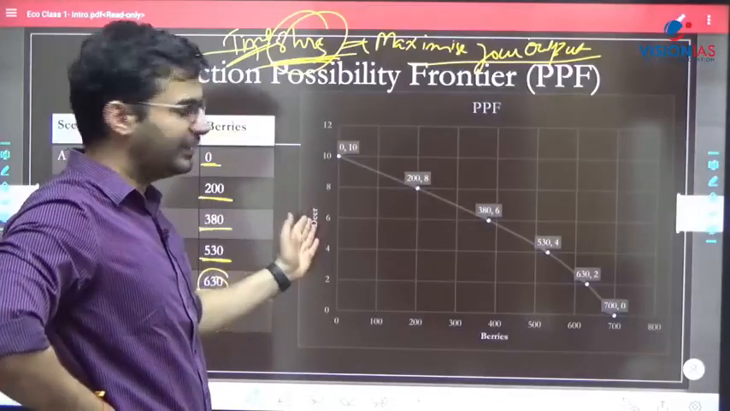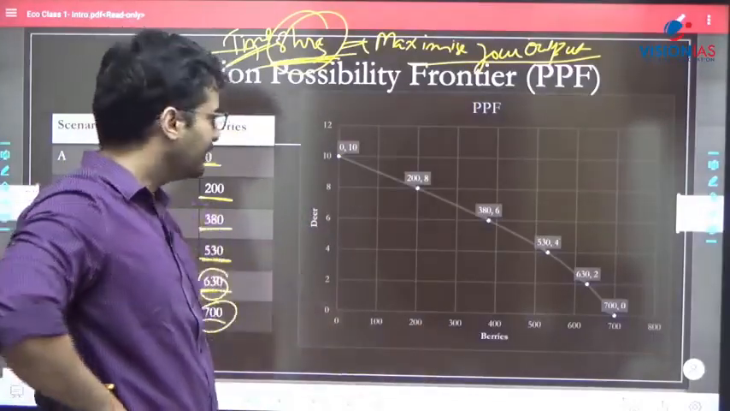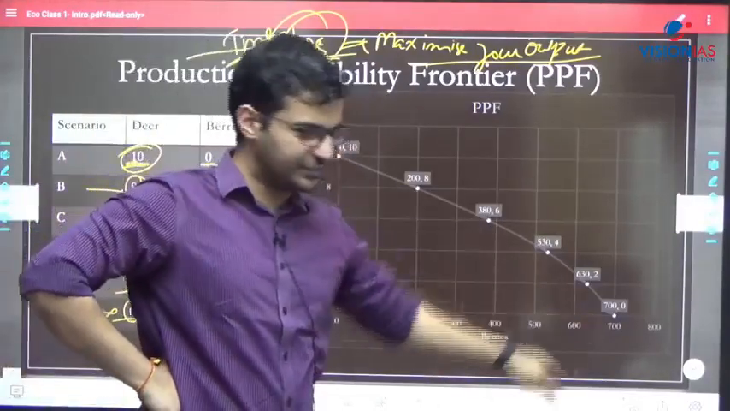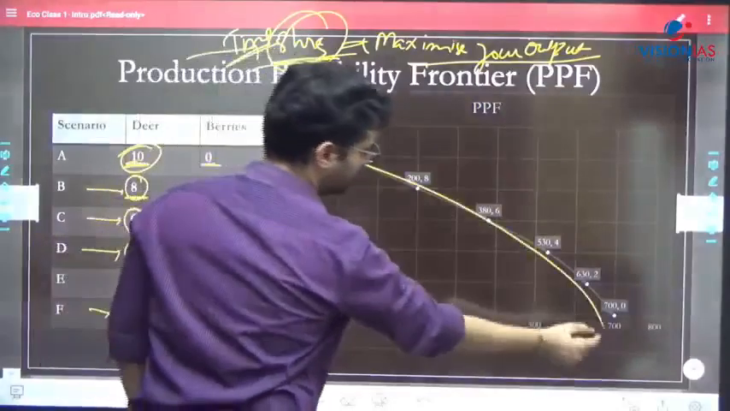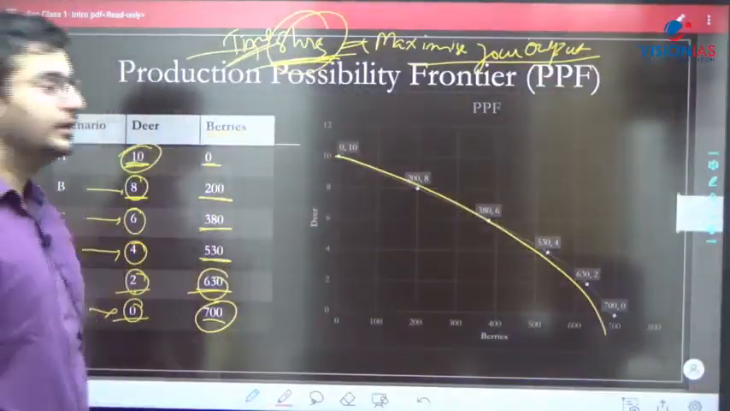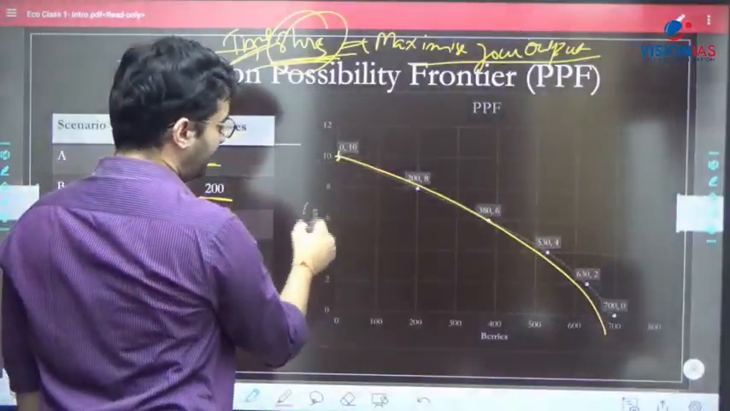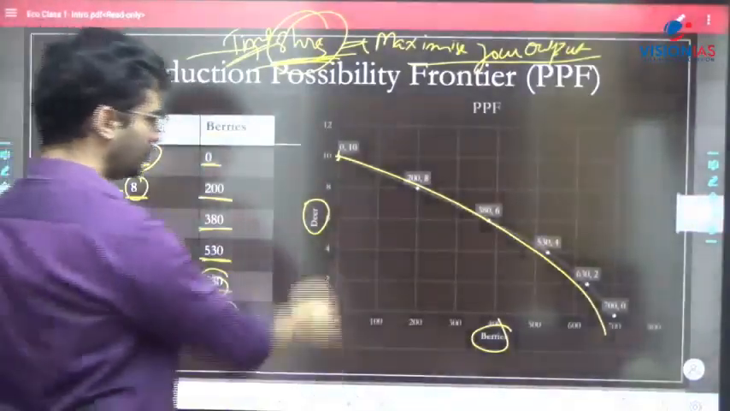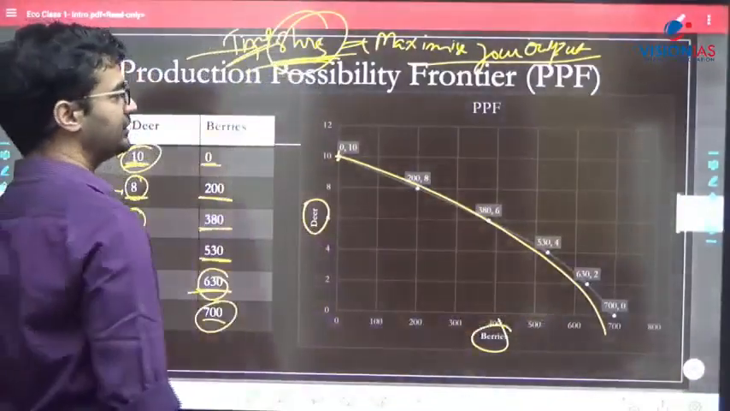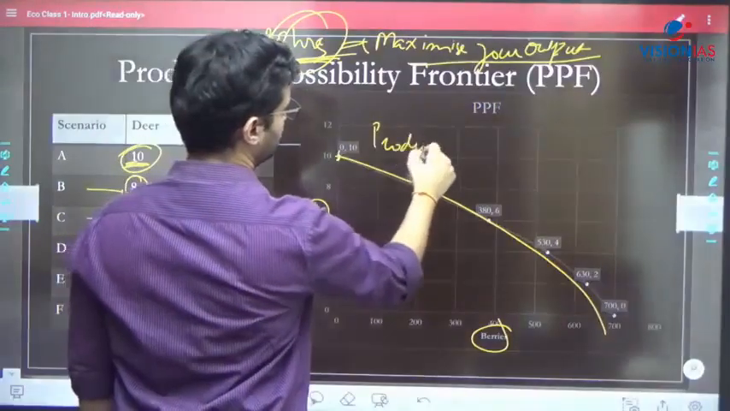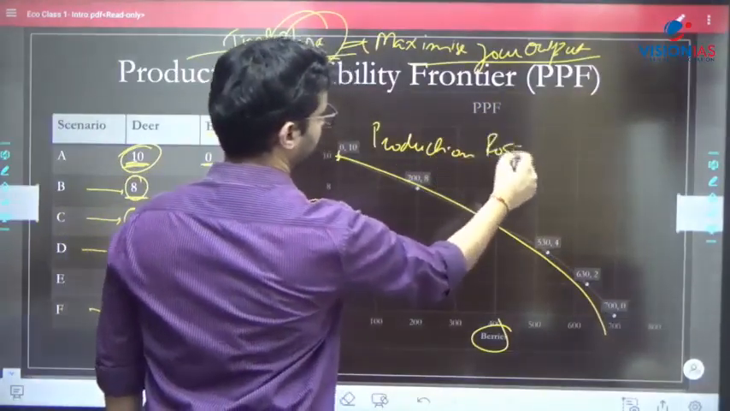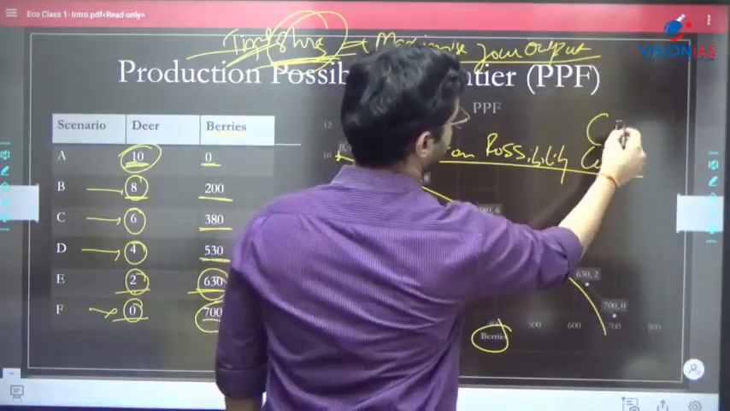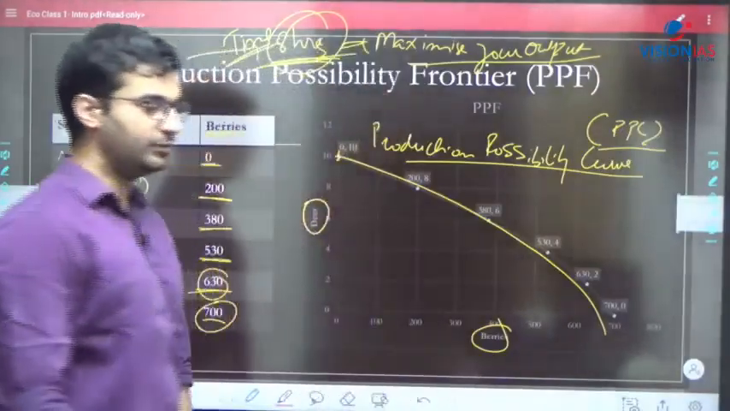You see, on the y-axis you have deer, on the x-axis you have berries. You plot these points, and you draw a curve like this. This curve is simply showing you the movement from one resource, that is deer, to the other resource, and how the utilization of your limited resource varies. The curve that we have plotted, this graph, is called the production possibility curve or production possibility frontier, PPC or PPF, whatever you want to call it.